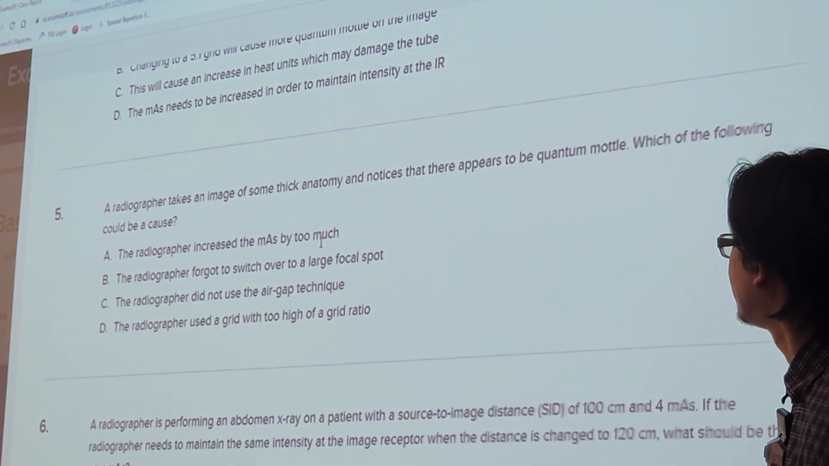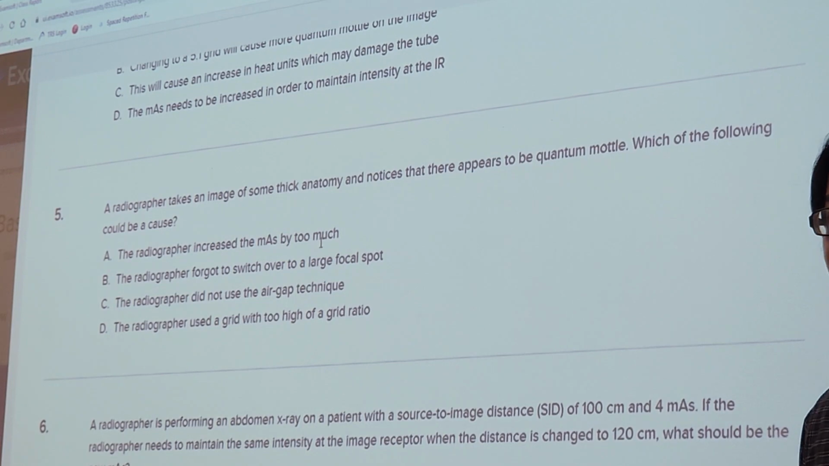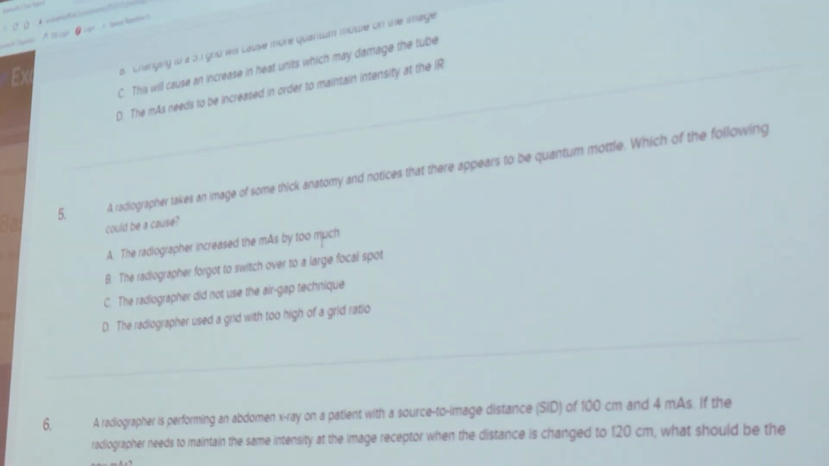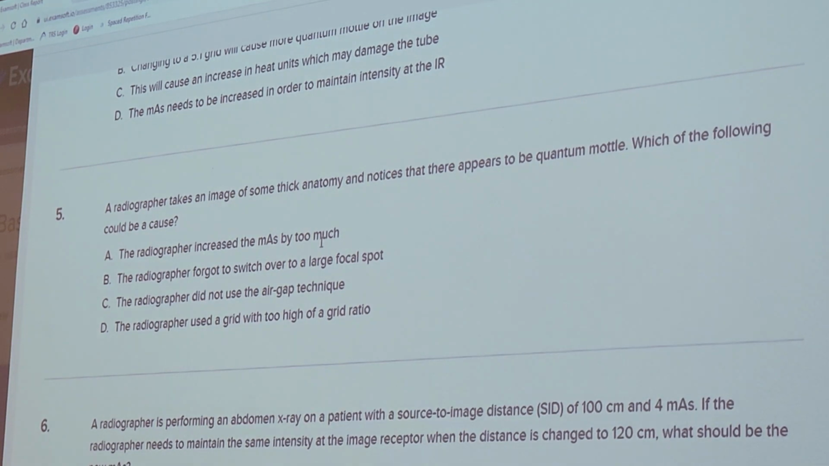Is it the concept of quantum noise you're asking about? No. I mean, there are fewer X-rays going to the IR. Why is there less? Because of the grid. Because of the thick anatomy, there are fewer X-rays going through. Okay, so break it down. The question is asking, why is the quantum noise appearing? Like what is most likely? Yeah.